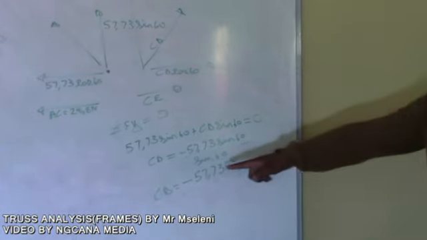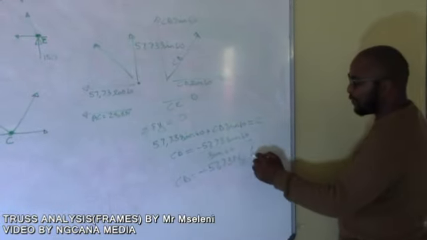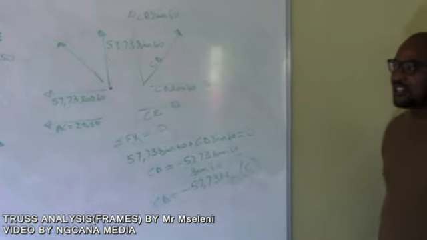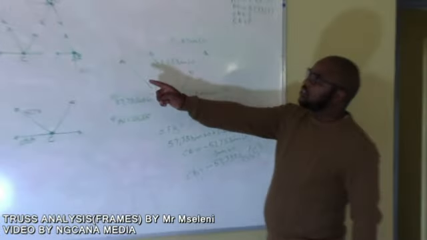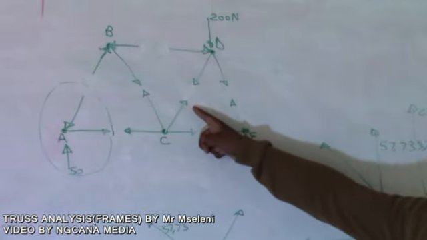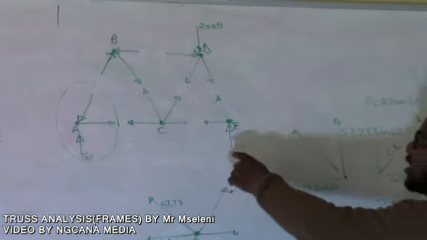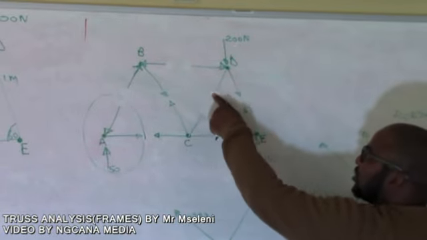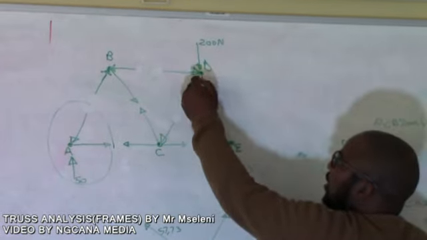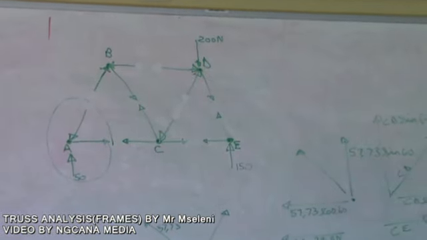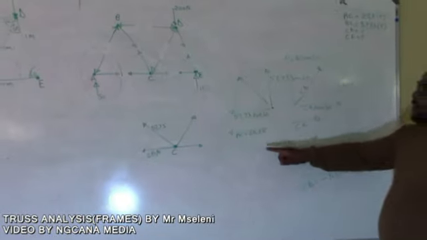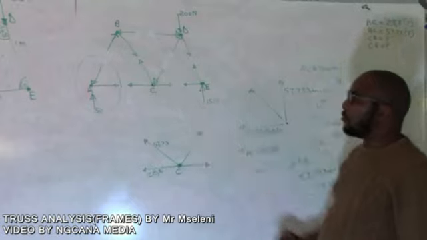And then you go back, because your CD is negative. It simply means that your CD is under compression. If you check on this one, we assumed that our CD was under tension. Therefore, you simply go there and change your direction to be under compression, because our previous assumption was that it's under tension. Now you're done with CD.